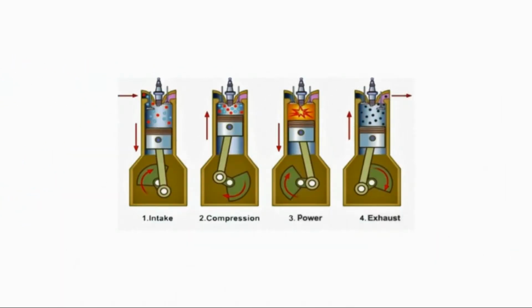Number 1. Intake. The piston moves down the cylinder, allowing a mixture of fuel and air into the combustion chamber. Number 2. Compression. The piston moves back up the cylinder. The intake valve is closed to compress the gases within.